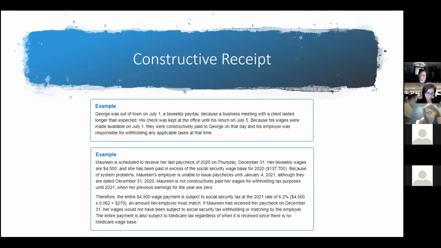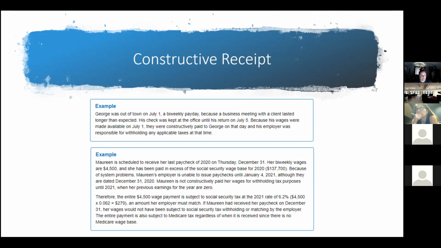On the other hand, Maureen is scheduled to receive her last paycheck of 2020 on Thursday, December 31st. Her biweekly wages are $4,500, and she has paid in excess of the Social Security wage base limit. And this is the wage base limit of 2020, so be careful, but it's still a good example. Because of system problems, Maureen's employer is unable to issue the paychecks until January 4th, although they are dated December 31st. Maureen is not constructively paid her wages for withholding tax purposes until 2021, when her previous earnings for that year are zero. Therefore, the entire $4,500 wage payment is subject to Social Security tax at the 2021 rate.